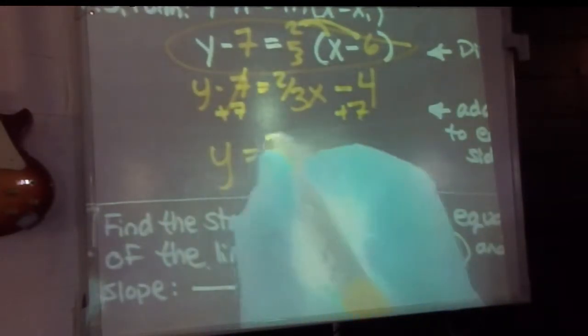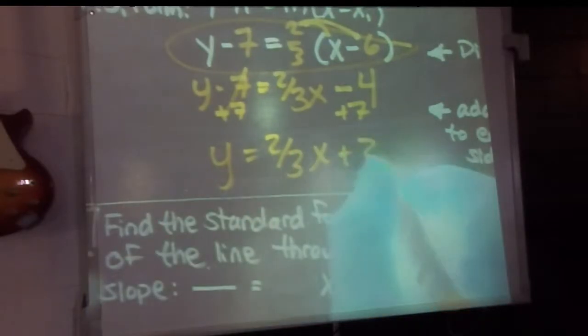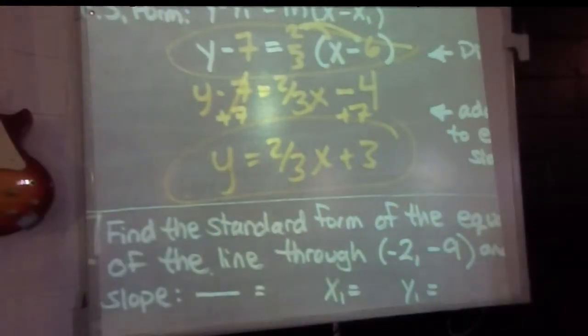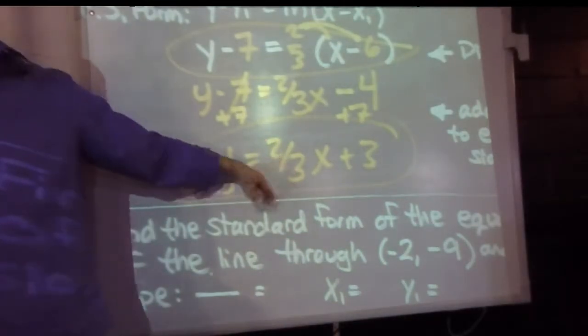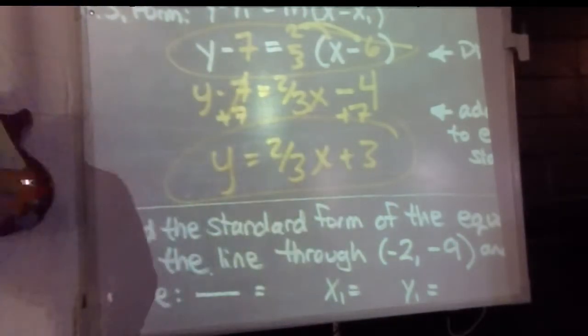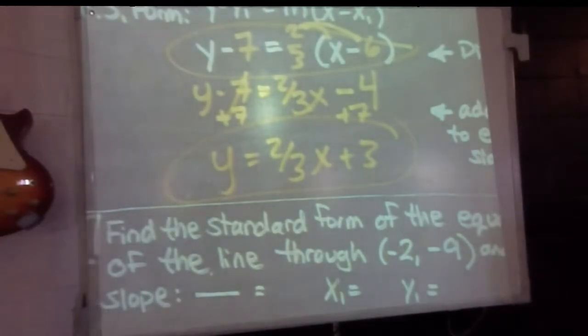You got y equals 2/3 x plus 3. And that's in y equals mx plus b. Your slope is 2/3, which we found out earlier, and now you know your b is 3. Makes it pretty easy to graph. y equals 2/3 x plus 3.